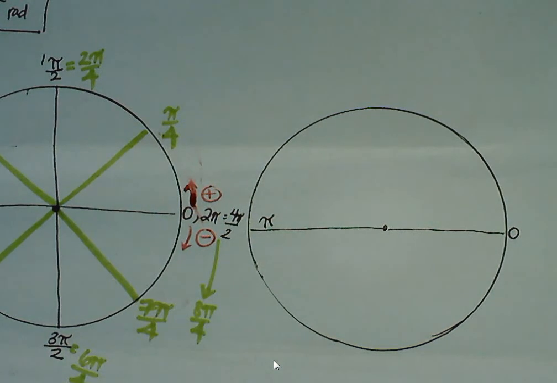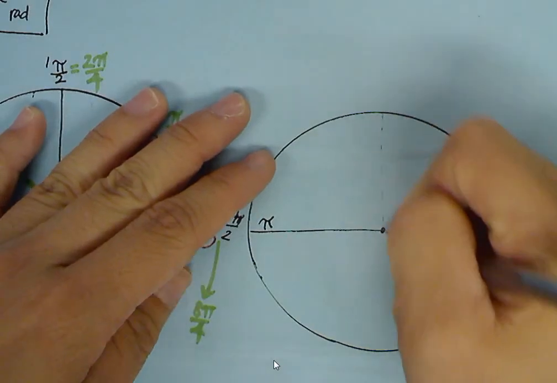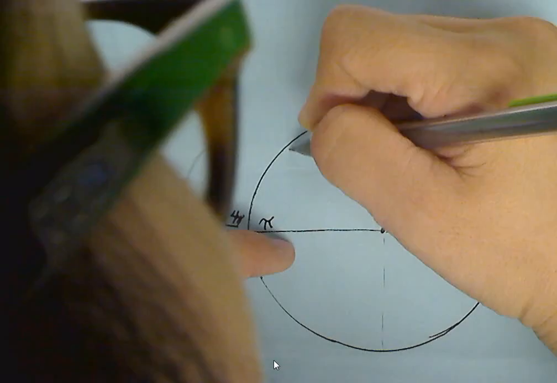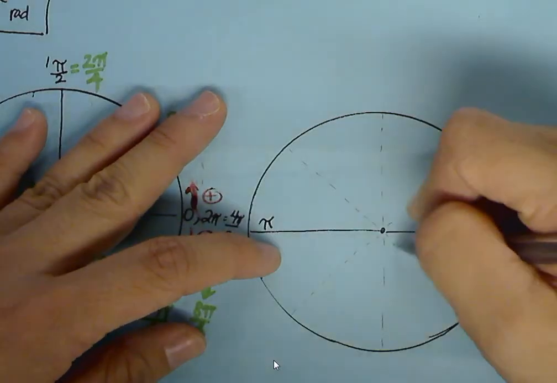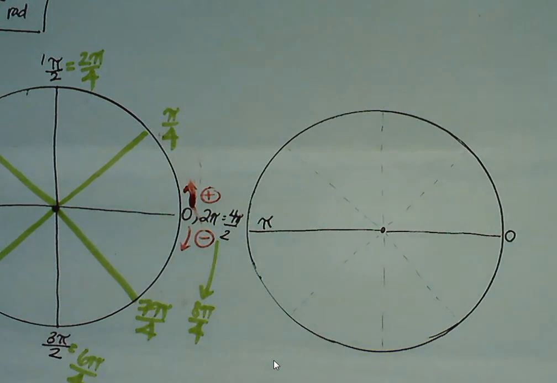So lightly, like in the background, you can do what we did already by doing the quarter pies. Make it dotted and light, okay? It's not a big deal. So it's the same thing that we already did, pi over 4, 2 pi over 4, 3 pi over 4, right? Dotted and light, okay?